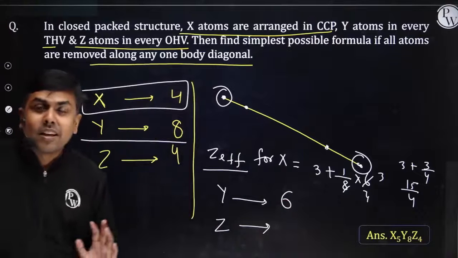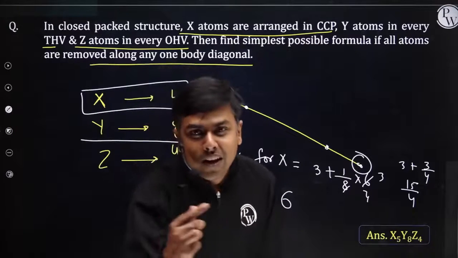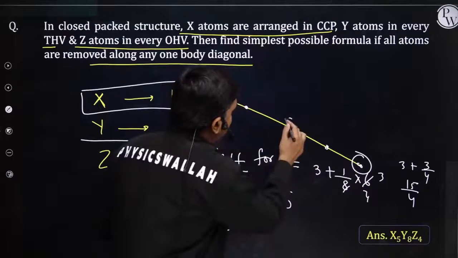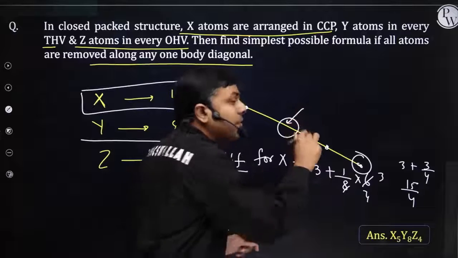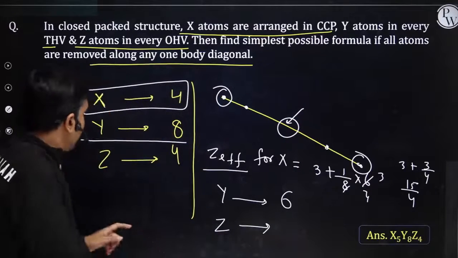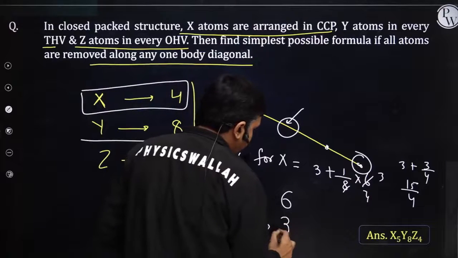This Z is nothing but the octahedral void, and one of the octahedral voids is there at the body center. So if I am removing that, basically I am removing one of the octahedral voids placed at the body center. Initial number of octahedral voids is 4. 1 I have removed, so it's 3.